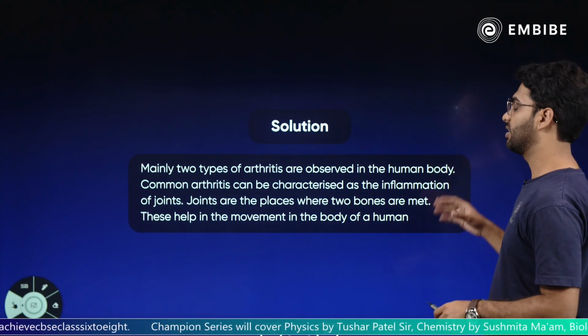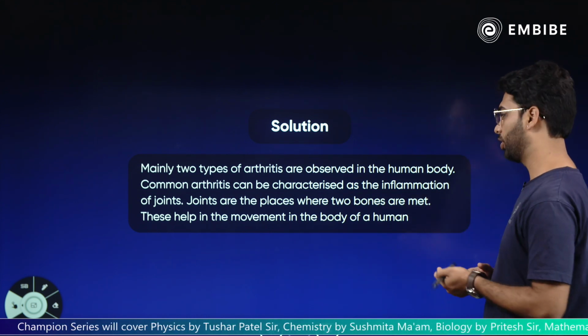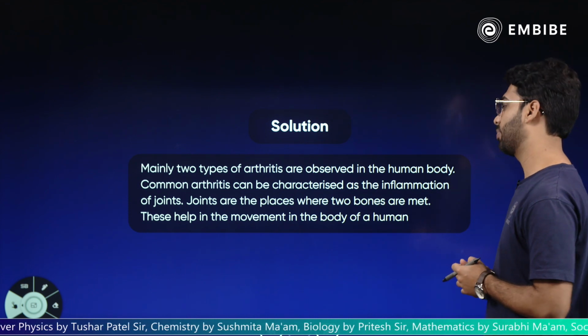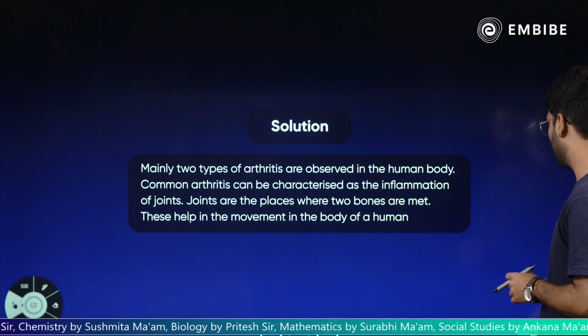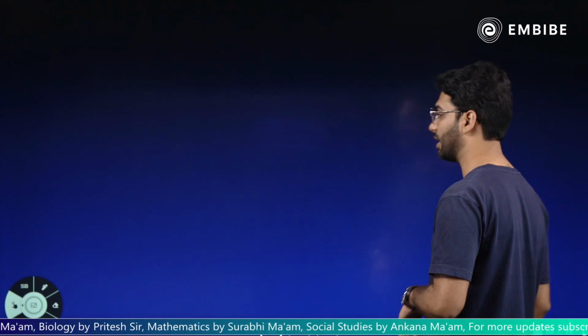Two types of arthritis are observed in the human body, osteoarthritis and rheumatoid. Arthritis can be characterized as the inflammation of joints. They are places where two bones meet. These help in the movement of the human body. So that is all about your arthritis.